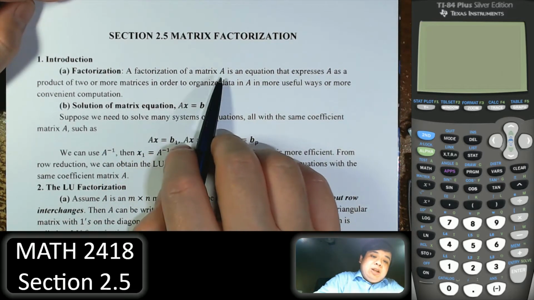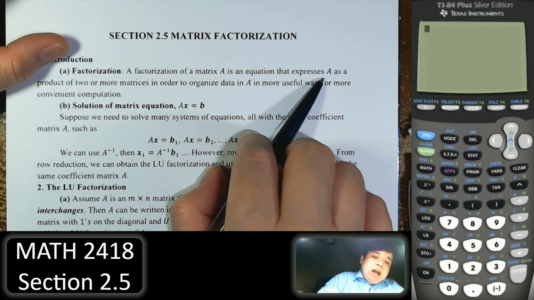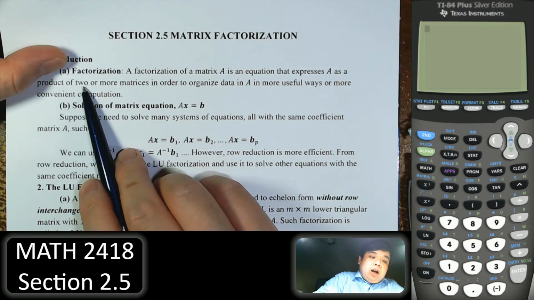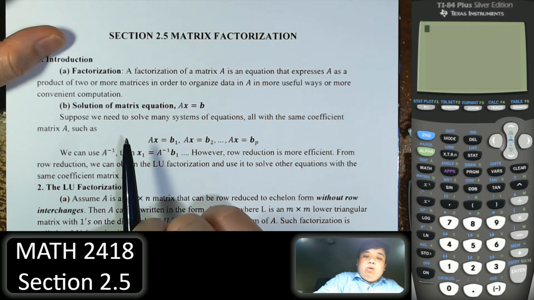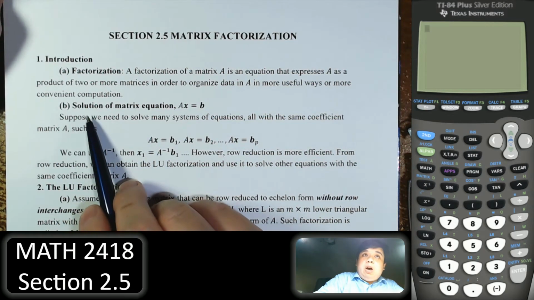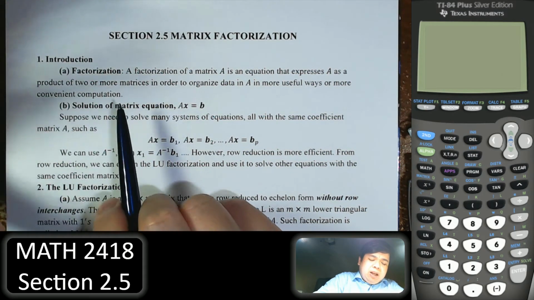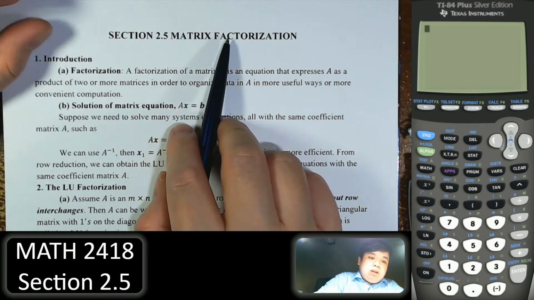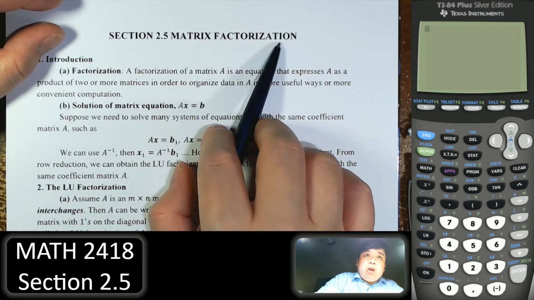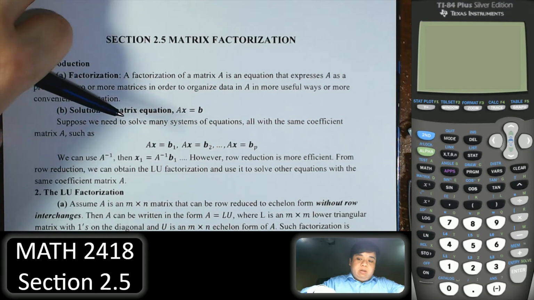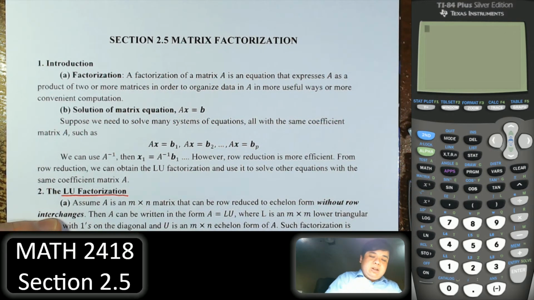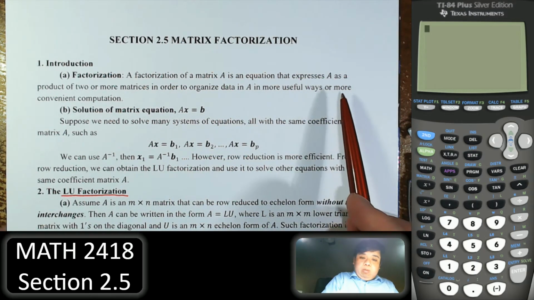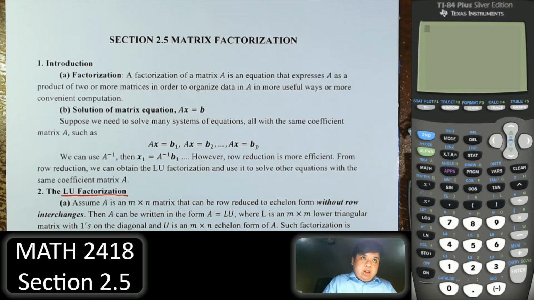Factorization of a matrix is an equation that expresses A as a product of two or more matrices in order to organize data in A in more useful ways or for more convenient computation. There are a lot of different factorizations. In this section we focus on LU factorization. In this case, that will allow us more convenient computation.